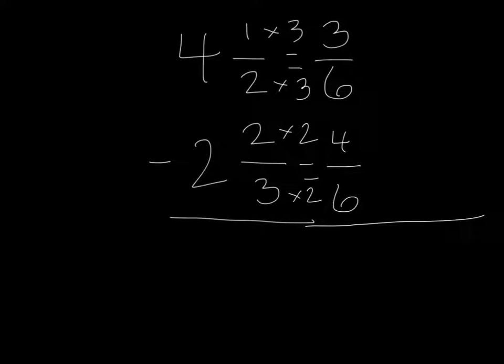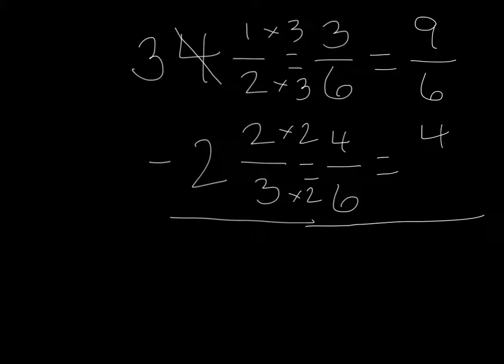So I'm going to take 1 whole from my 4, which leaves me with 3. I'm going to rename that 1 whole as 6/6. I already have 3/6 over here, so what I need to do is add my 6/6 from my renamed whole to my 3/6, and that gives me 9/6. My 4/6 can stay exactly the same. And now I'm ready to subtract.